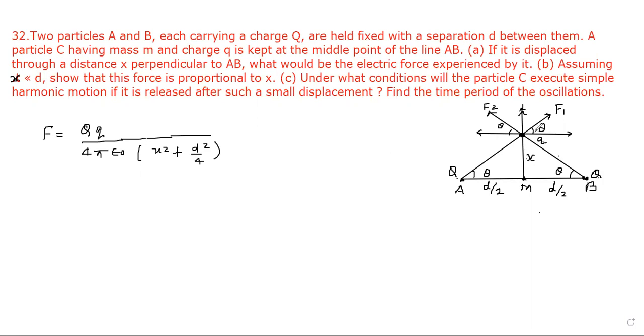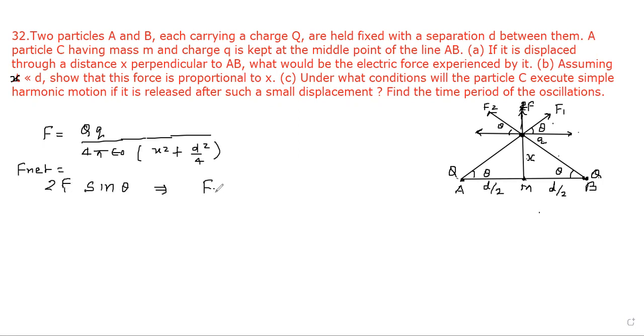And here, if we analyze, we will get that F1 cos theta in this direction and F2 cos theta in this direction will get cancelled, being equal in magnitude. And here in this direction only F1 sin theta plus F2 sin theta will be there. So we can say net force will be 2F sin theta in this direction. Suppose we write it as F net, so that will be 2F sin theta.